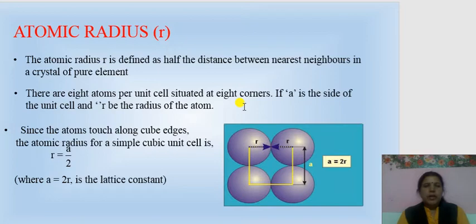Third parameter, atomic radius. The atomic radius R is defined as half the distance between nearest neighbors in a crystal of a pure element. There are 8 atoms per unit cell situated at 8 corners. If a is the side of the unit cell and R is the radius of the atom, this distance is R and this is R, that is 2R equal to a. Therefore, R equal to a/2 is the radius, and here a equal to 2R is called the lattice constant.